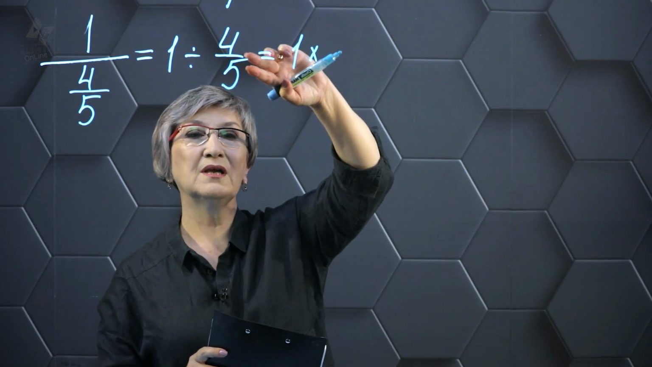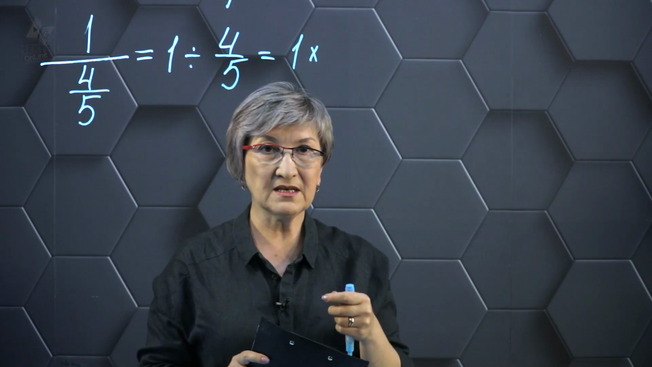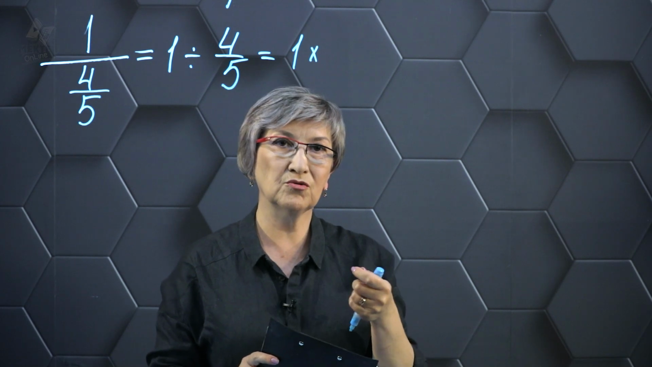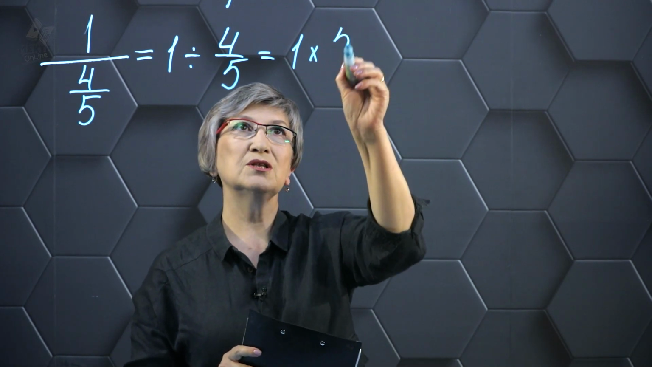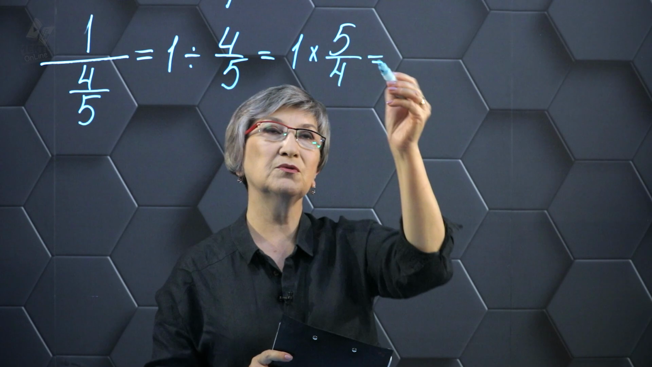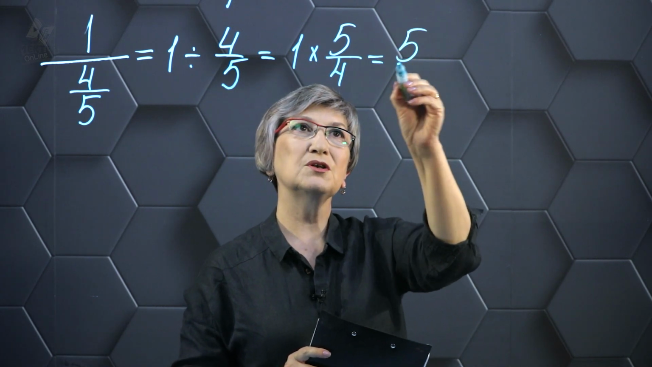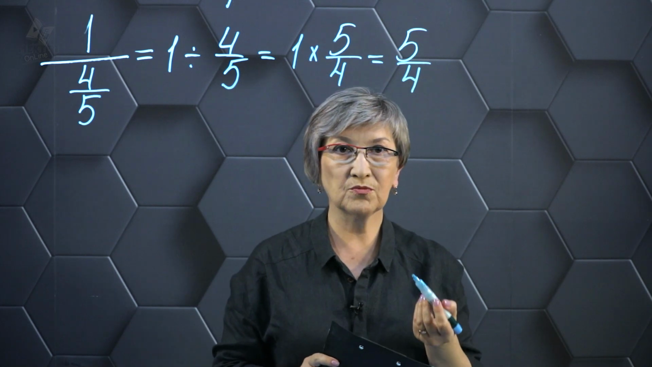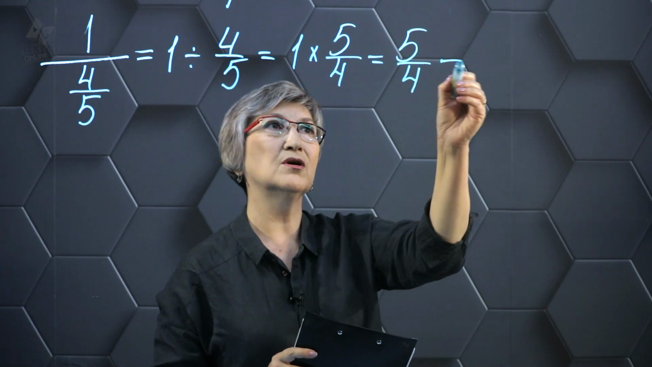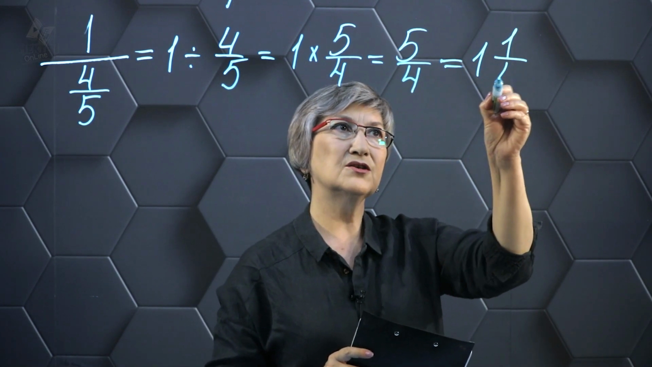1 divided by 4/5. We know how to divide a natural number by a fractional number. To do that, I write the division sign as multiplication. And then I flip the second fraction, or in math speak, I write down the inverse of the fraction. Let's multiply by 5/4, so we end up with the following answer. 1 times 5/4 is 5/4. Let's write this fractional number as a mixed number, and that's 1 whole, 1/4.